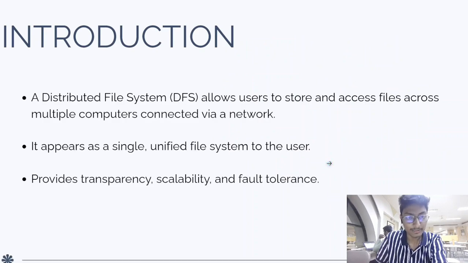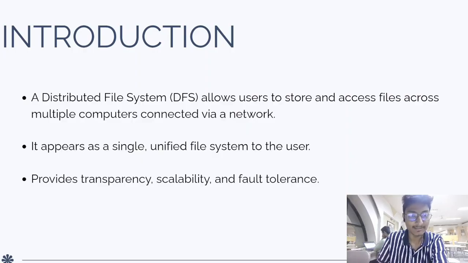Okay, so let's look at our first slide. We will be discussing what DFS basically is. It is a system that allows users to store and access files across multiple computers that are all connected by a network. Instead of all your files being on one giant hard drive, they are all spread out. A piece might be here, a piece might be there. But here's the magic part, and this is the second point on the slide. To the user, it appears as a single unified file system.